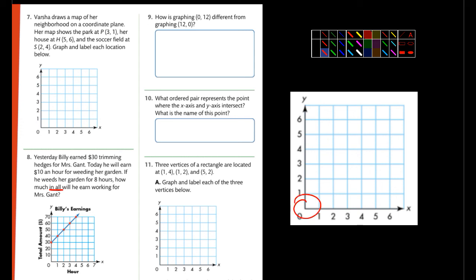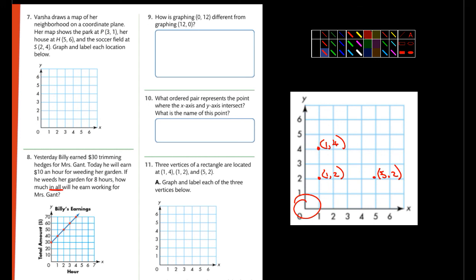Okay. And somebody asked me about this today. The 3 vertices of a rectangle are located at 1, 4. Well, let's go ahead and do that. So 1 and then 4, 1 and then up 4. And I'm just going to label it 1, 4. And then 1, 2. So 1 and then up 2. I'll put 1, 2. Remember, the X value is always first. And then 5, 2. 5 and then up 2. So there's the next one. 5, 2.